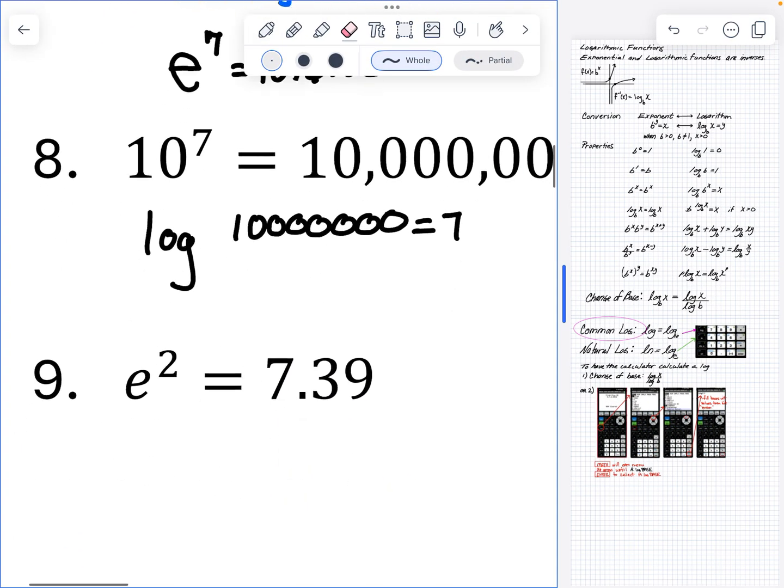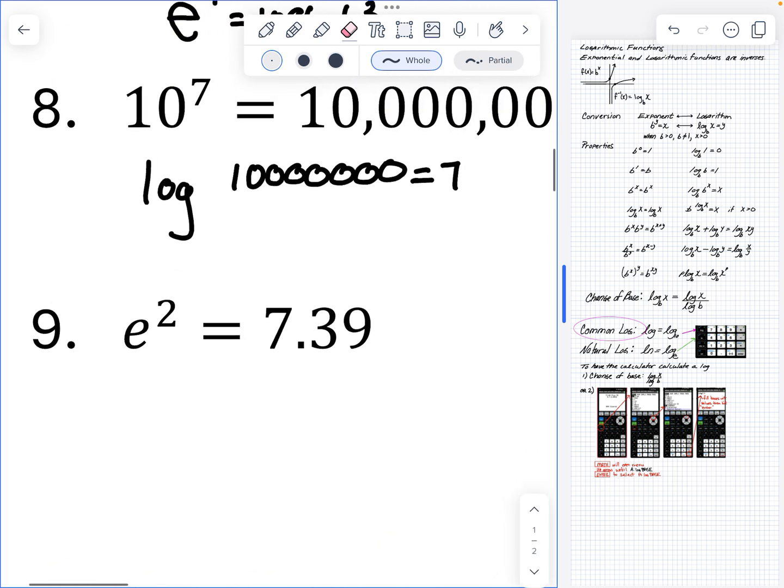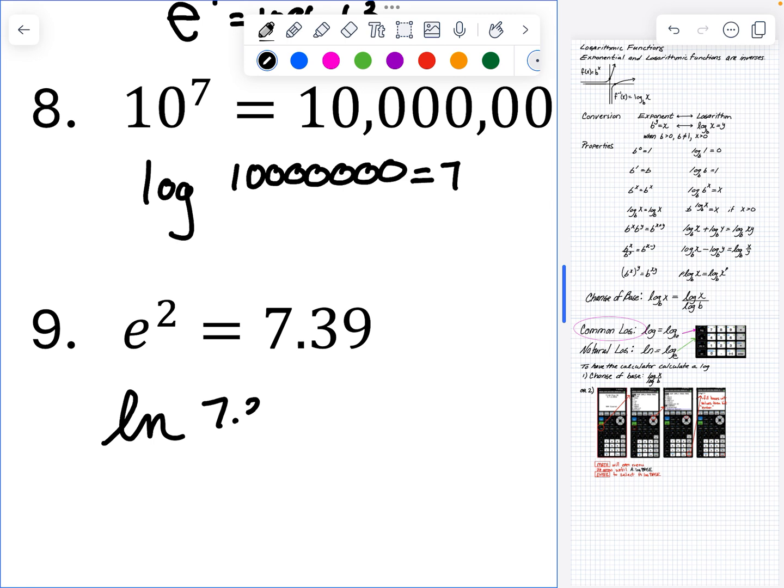All right, last but not least, this is a base e, which means it's going to be a natural log. So you're going to go ln of 7.39 is equal to 2.